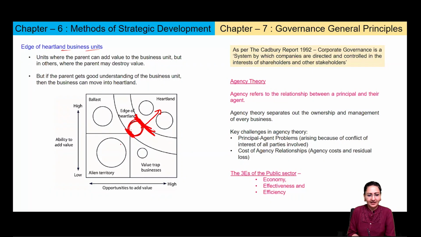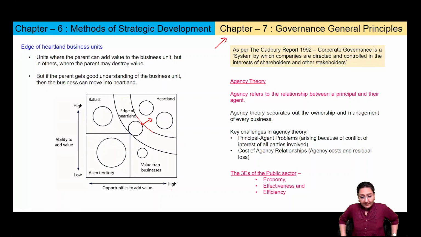Alien territory is very far. Don't waste time on it. Value trap is very far. Don't waste time on it. Ballast is very far. Don't waste time on it. But being a parent company, if some business units or any business unit is on the edge of heartland, means absolutely on the border of the heartland, just a small support and this business unit or subsidiary enters into heartland. Just a small support.